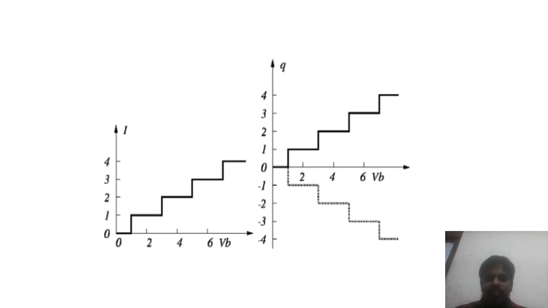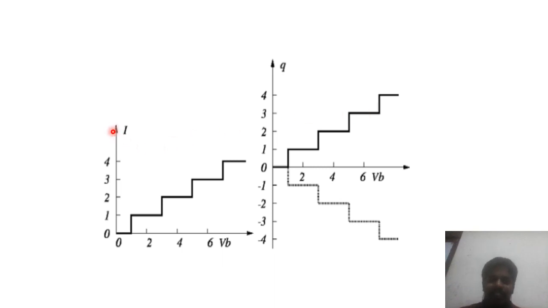In this slide, the diagram shown is the current versus the biasing voltage, the charge versus the biasing voltage. Look here: if the biasing voltage is around 1 volt, only one electron is allowed through the quantum dot. Up to the next biasing voltage, it will be constant. Then after some threshold voltage, one more electron is allowed. Then after some voltage, three more electrons are allowed. So the electrons are allowed through the quantum dot in a discrete manner.